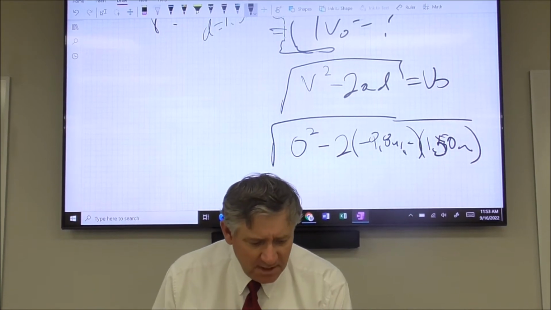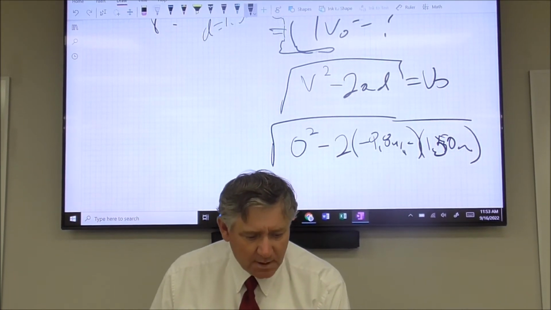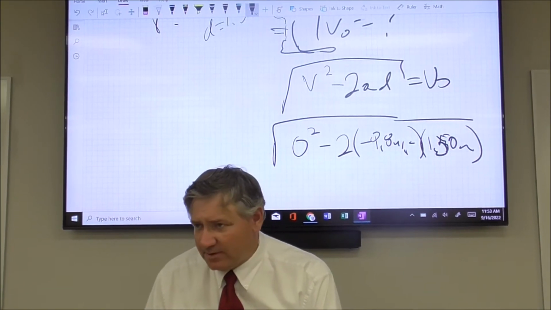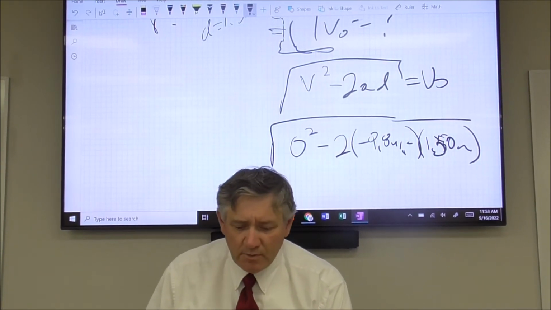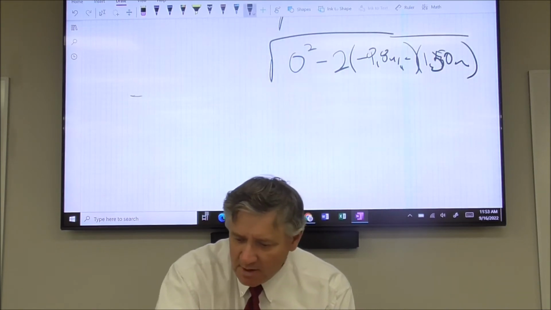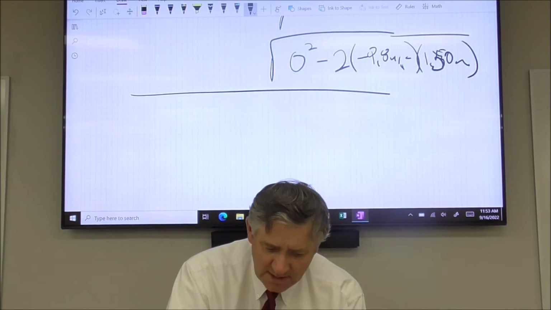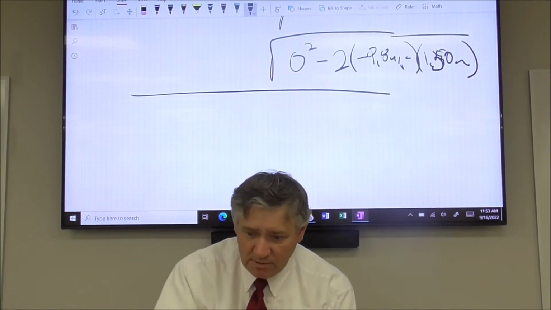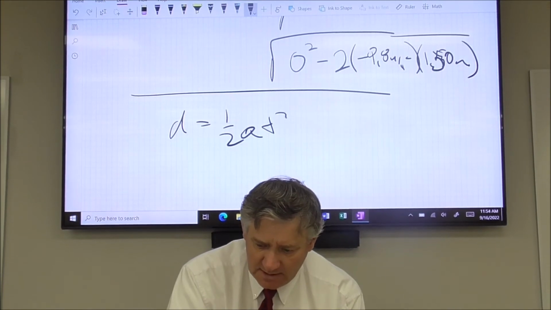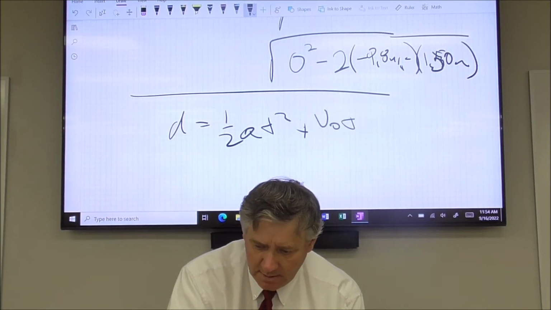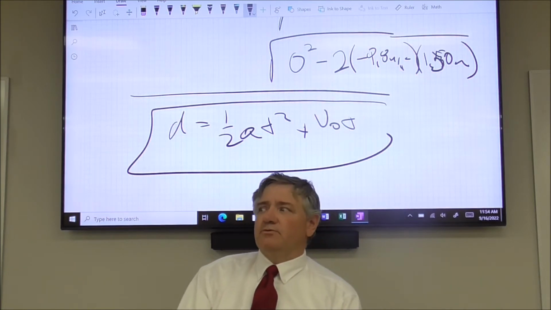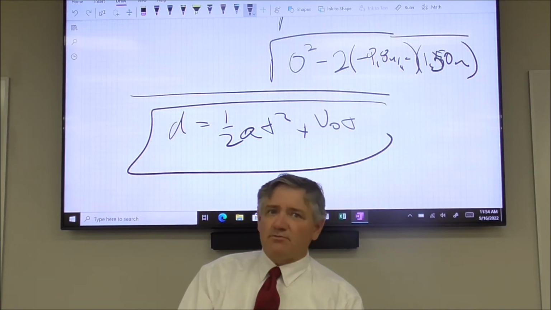On number 14 with the pyrotechnic one, that height should be between 100 and 150 meters. And the only way you can do that one, this is why I said don't use that equation, the only way you can do 14A, is if you do 1/2 at squared plus v naught t. That is the only way you can do that problem. There's no other way.